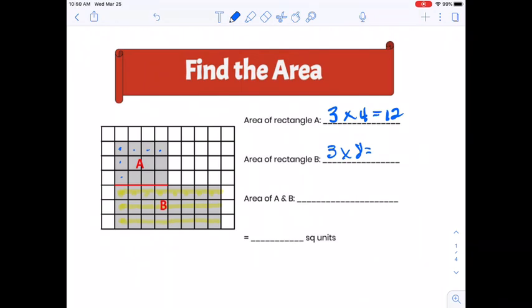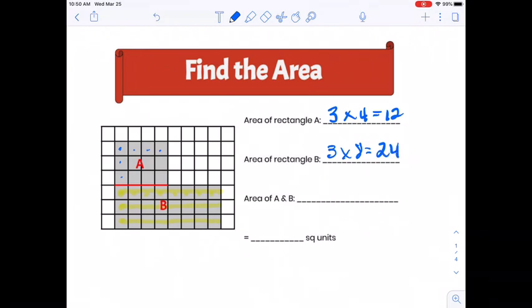And if we needed to, if we didn't remember that fact yet, we could count them, or we could do repeated addition. But remember, by now we really need to know our multiplication facts, so that would be a good thing for you to be practicing while you're at home. So let's think about 3 times 8. 3 times 8 is 24.